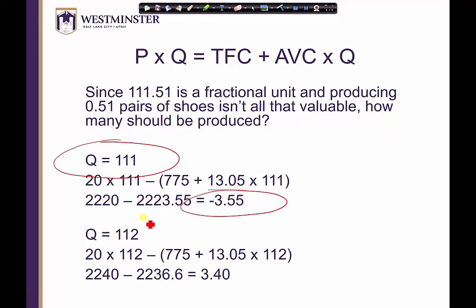If we go to a quantity of 112, remember that our fractional unit was 111.51. If we do 112 units, then we're going to end up with a slight profit. If you have to default to either a profit or a loss in business, and you can't achieve this perfect break even, then you absolutely default to profit.